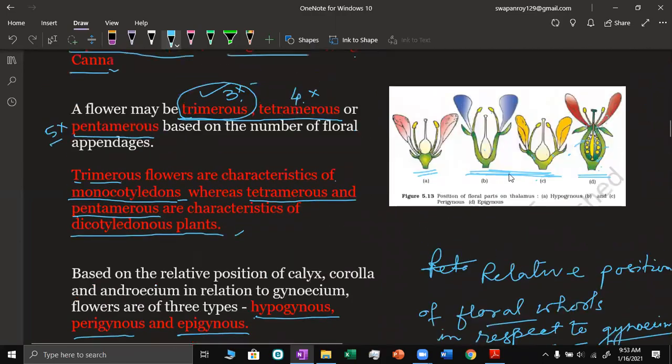All right. One slight difference between perigynous and epigynous is that in epigynous, the thalamus cup is completely fused with the ovary wall. But in perigynous cases, the thalamus wall is not fused with the ovary. They are free.